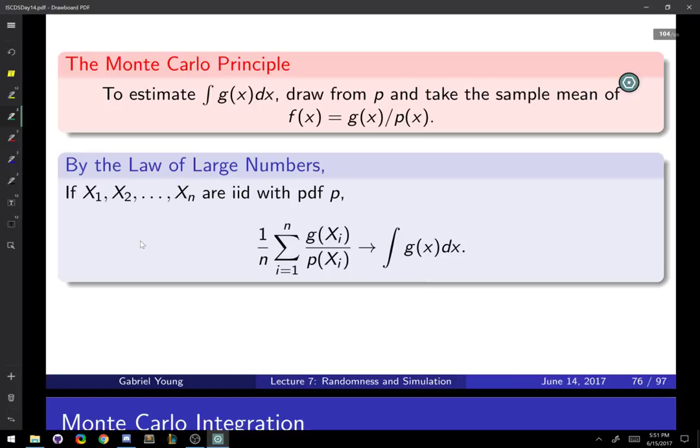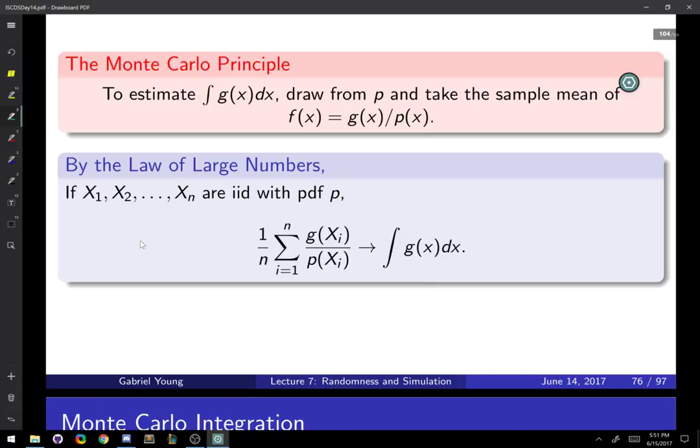So my bad, maybe I should make this consistent. I apologize for the confusion. I don't know why I used p. Let's make the PDF p, even though before it was f. Hopefully that's not confusing.